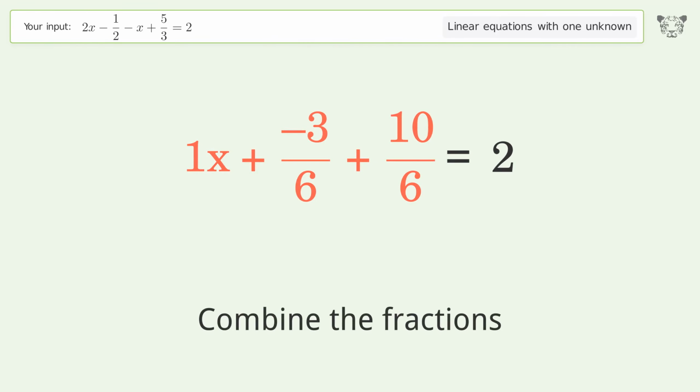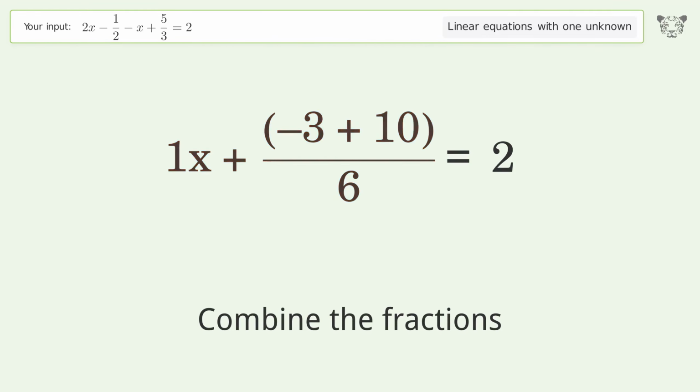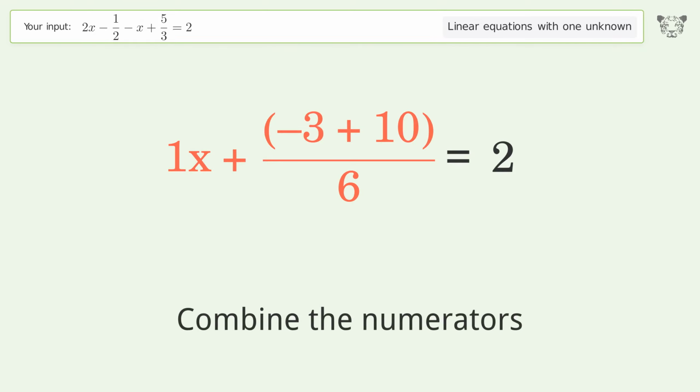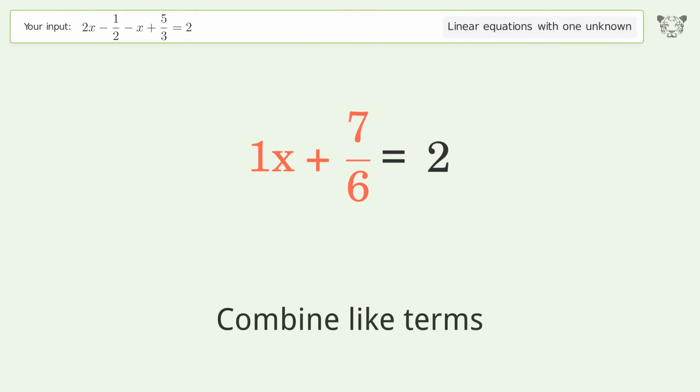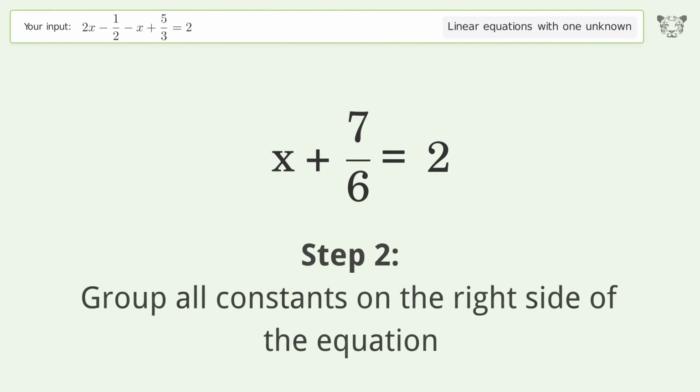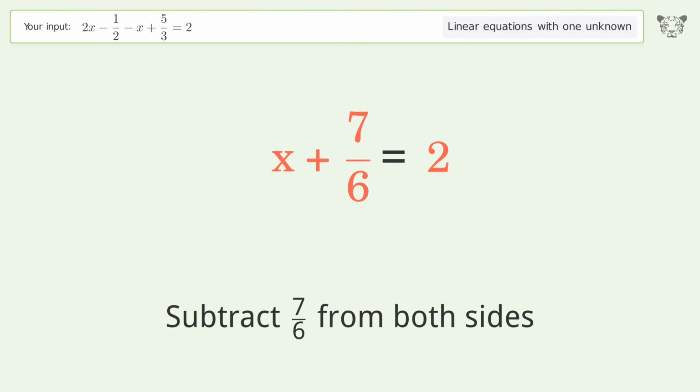Combine the fractions. Combine the numerators. Combine like terms. Group all constants on the right side of the equation. Subtract 7/6 from both sides.